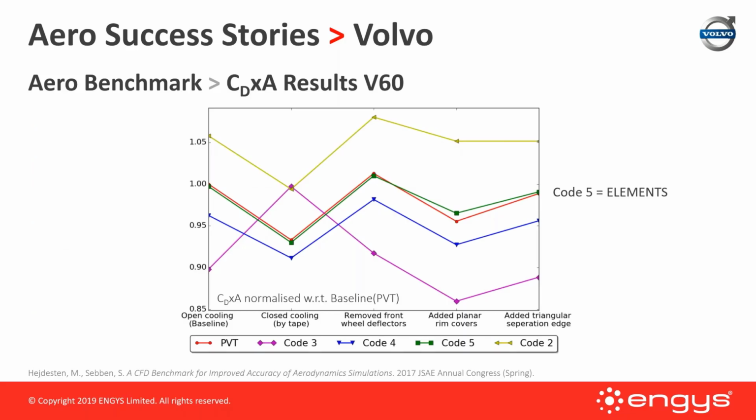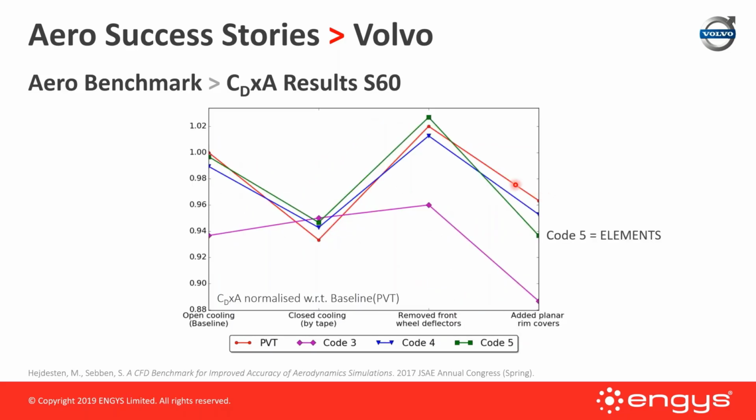So if you look at the V60 and we're looking at CDA, so drag coefficient, in this sequence of results we're comparing the baseline, which is this red line right here, the baseline wind tunnel data, versus different setups or different configurations for the V60. Okay, so we can see right here that this green line, code 5, which is Elements, also agreed well with the baseline results, with the wind tunnel results. So it agreed well in terms of magnitude and also in terms of trend. So when a delta went up over the baseline, Elements also predicted that, and it was also a similar magnitude.